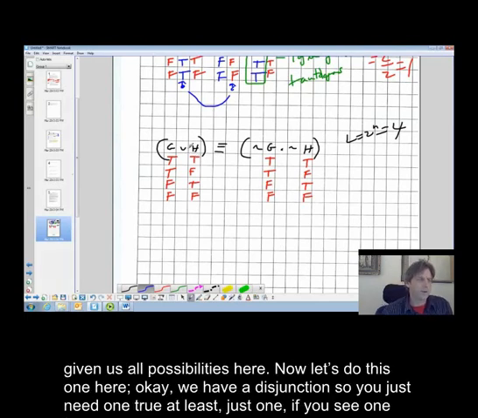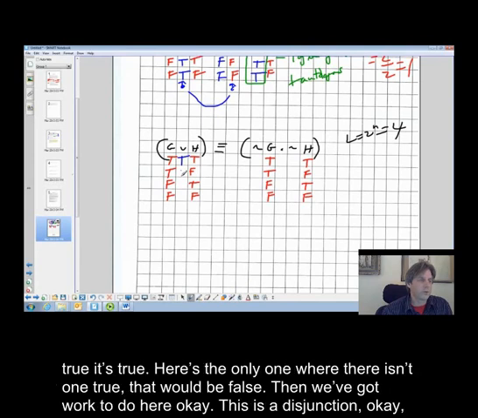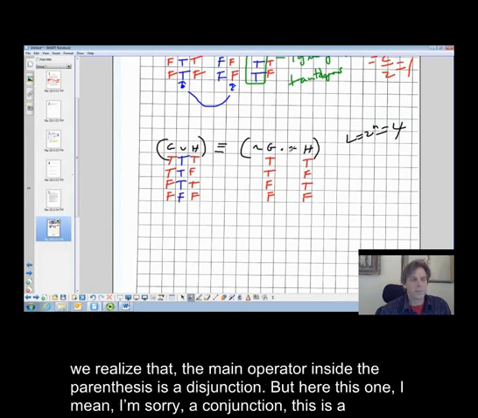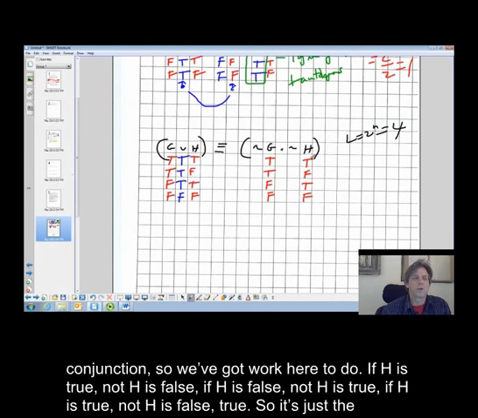Now let's do this one here. Okay, we have a disjunction. So you just need one true at least. Just one. If you see one true, it's true. Okay, here's the only one where there isn't one true. That would be false. Then we've got work to do here. Okay, we realize that the main operator inside the parentheses is a disjunction. But here, this one, I'm sorry, a conjunction. This is a conjunction. So we've got work here to do.